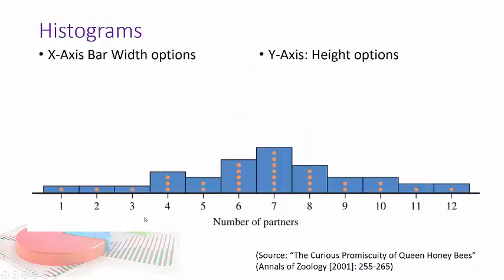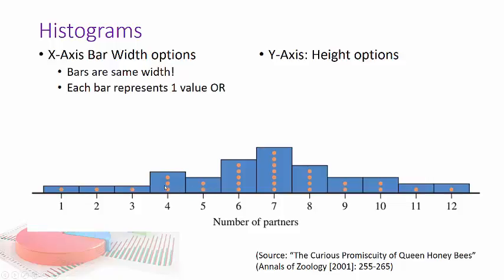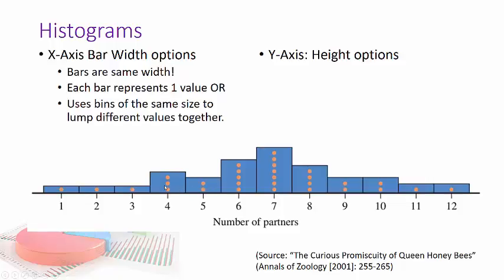Now histograms, we've been working with these a little bit. First of all, we have some options for the x-axis. Bars are the same width, all right? And each bar represents one value, or you can use bins of the same size to lump different values together. In this case, these bars each represent one value. There are no spaces between bars on histograms.